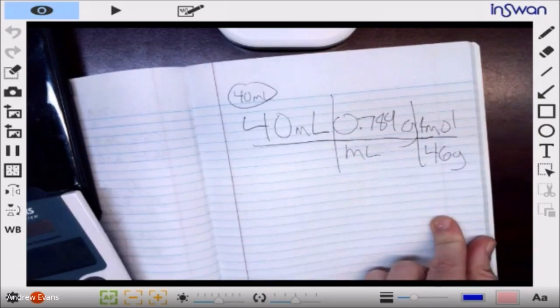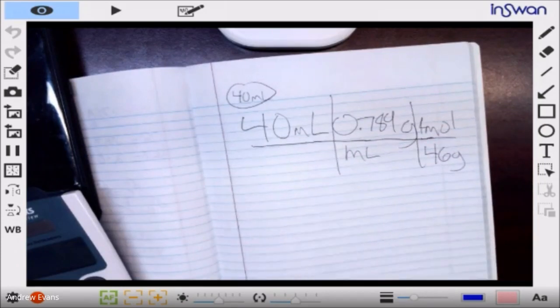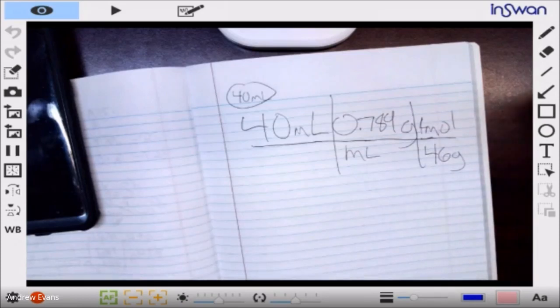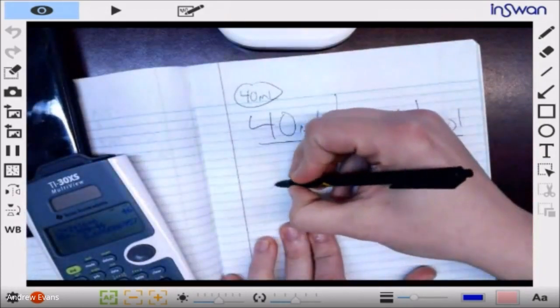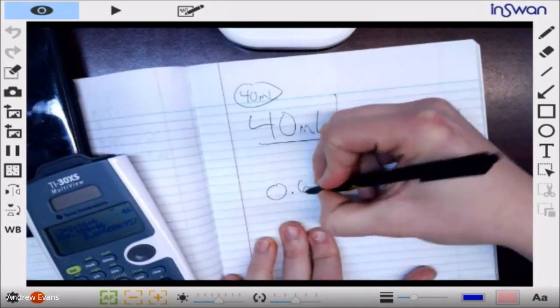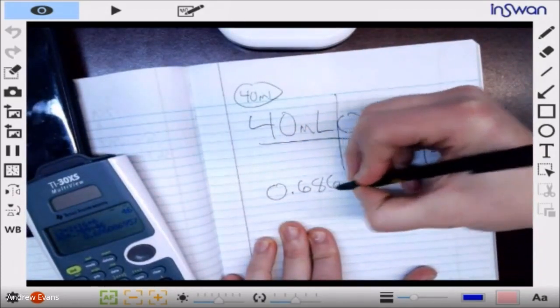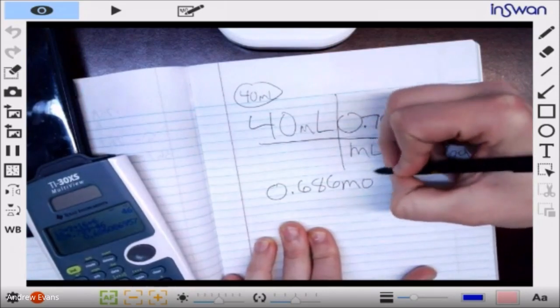This calculates the moles of ethanol in vodka. So 40 times 0.789 divided by 46. All that gives us how many moles? 0.686 moles.